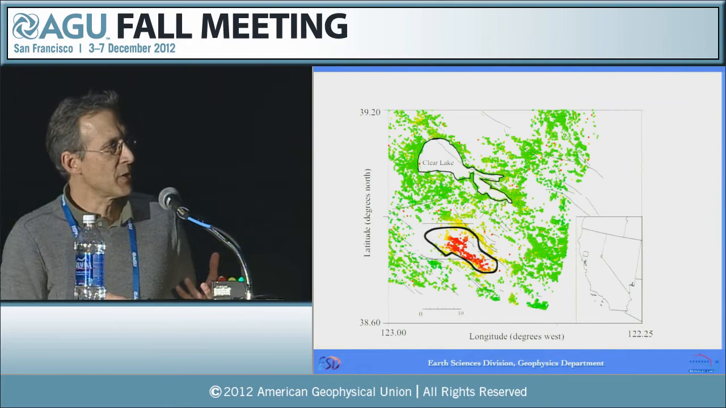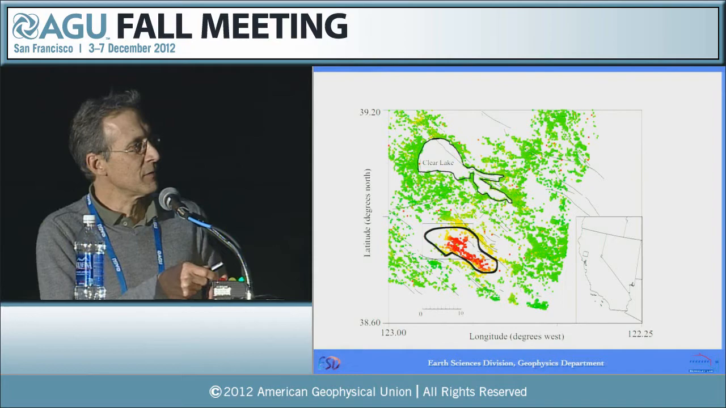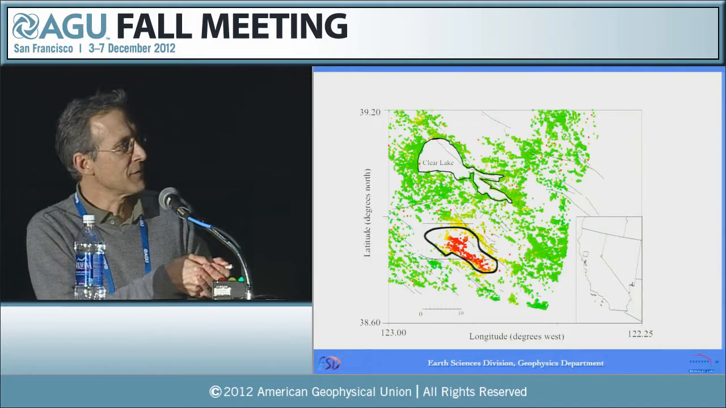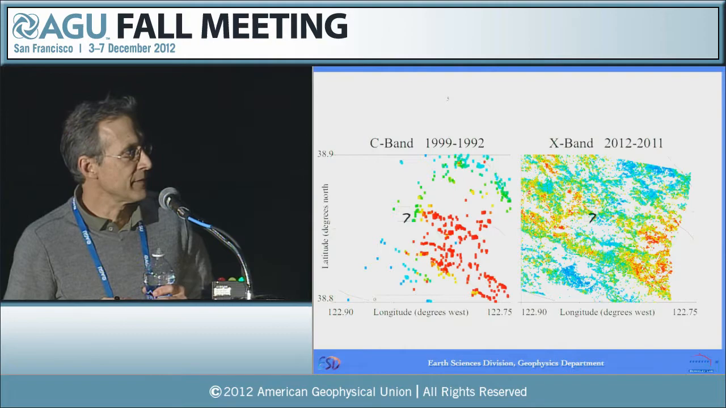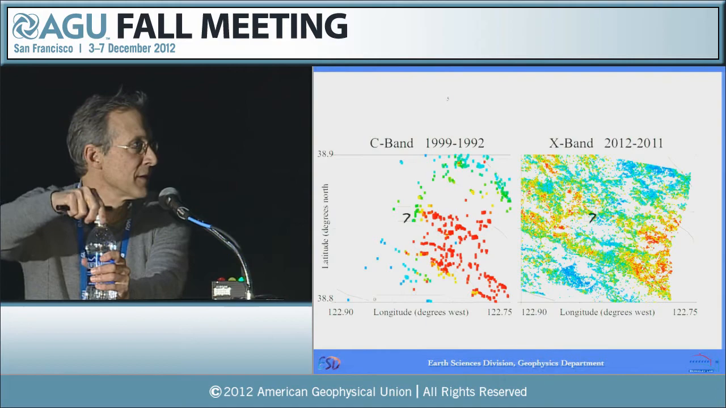So just to compare the two data sets, they don't overlap in time, but they do overlap in space. We can look at the same area. And I'm going to look at this region in the rectangle here. It's in the northwest geysers, and I'm going to compare the X-band and C-band data coverage for that region. And that's shown here. On the left is the C-band coverage, and on the right is the X-band coverage. Again, the time periods are different.